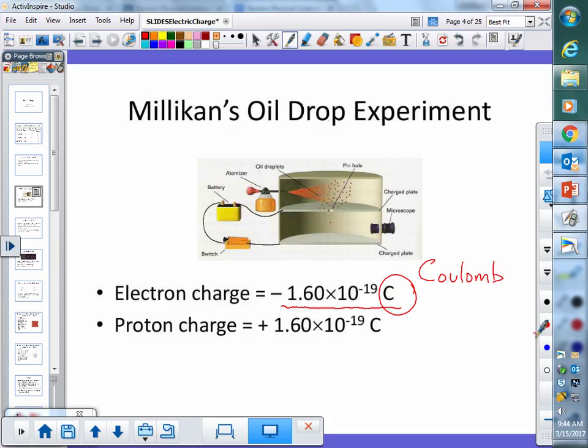C-O-U-L-O-M-B. Alright. So the coulomb is the unit for charge. We use capital C to represent coulomb. It's the same unit whether we're talking about positive charge or negative charge, right? Just depending on whether we have protons or whether we have electrons. Okay? Good for starters? Okay.